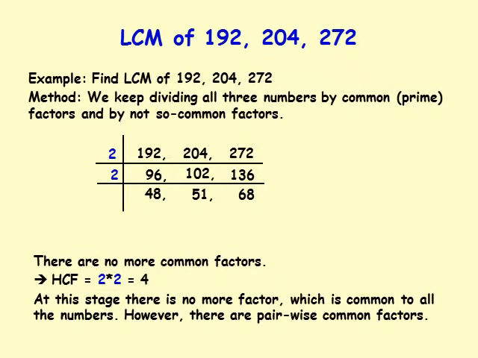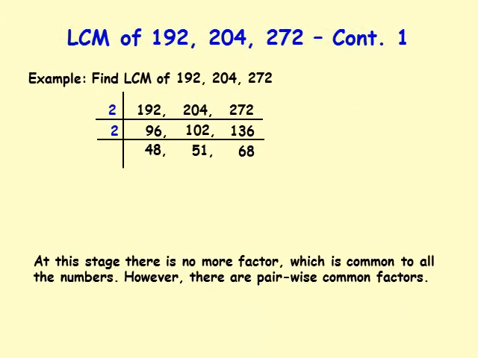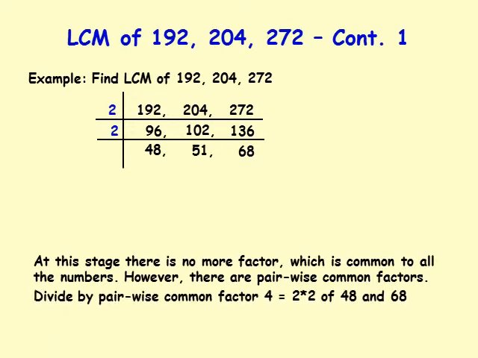Let's continue here. At this stage there is no more common factor which is common to all the numbers. However, there are pairwise common factors. Let's see what happened. We divide by pairwise common factors. 48 and 68 have a common factor 4. We can do it in 2 steps, 2 and 2, but this time I'll take a shortcut and divide by 4. So now we are trying to find not so common factors, factors that are common only to fewer than all the numbers. 4 is a common factor to both 48 and 68.